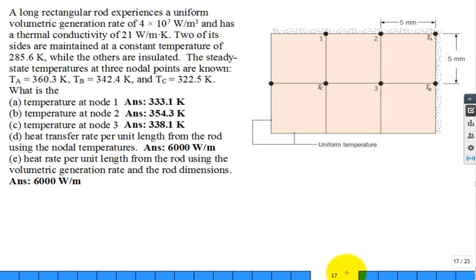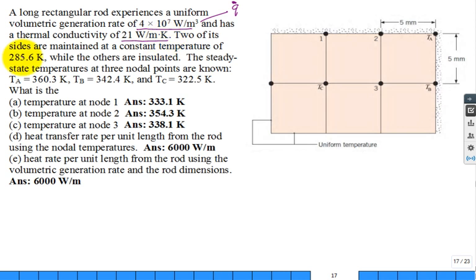Let's solve this problem. Unfortunately, these problems get a little longer. We have a long rectangular rod. Hey, I don't see a rod, I just see this 2D shape. Okay, you've got to project it in the third dimension to get the rod. It has a uniform volumetric heat generation rate of q dot equal to 4 times 10 to the 7 watts per meter cubed, and a thermal conductivity of 21 watts per meter Kelvin.